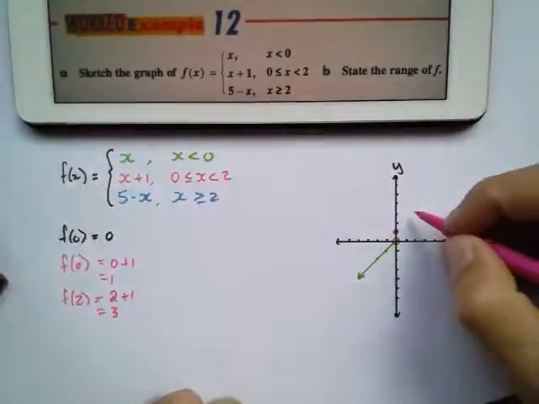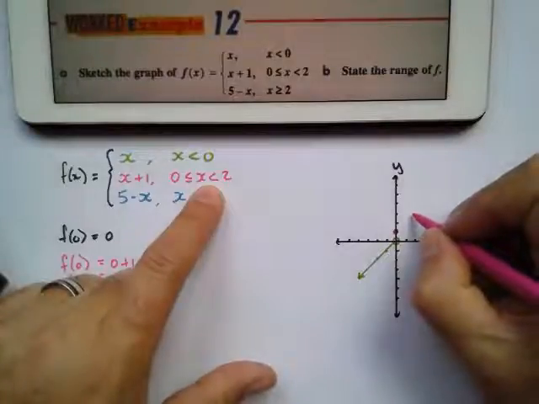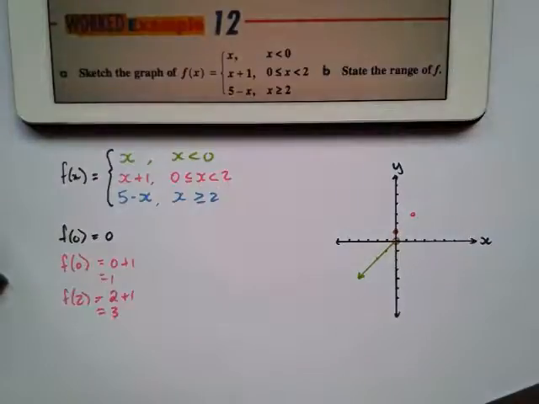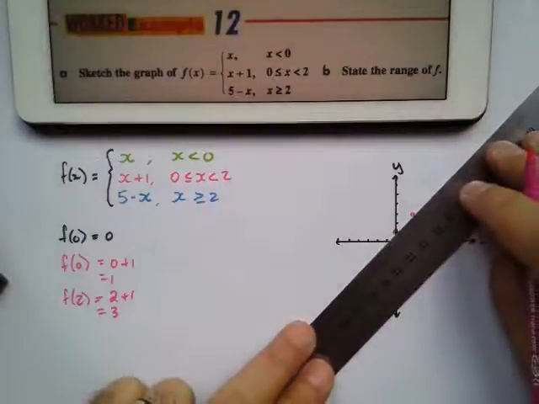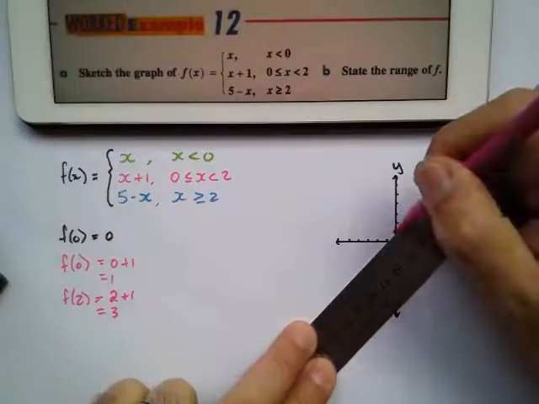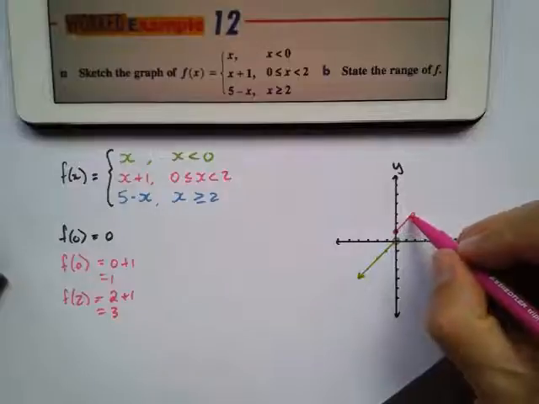It does not include the point, so it's going to be a circle. It's not going to be a dot. And you should know that that's a straight line because it's of the first degree. So I don't have to do anything else. I've got to draw my line.